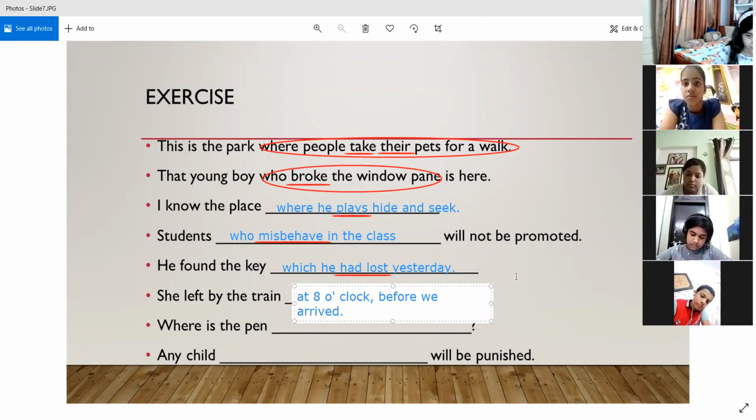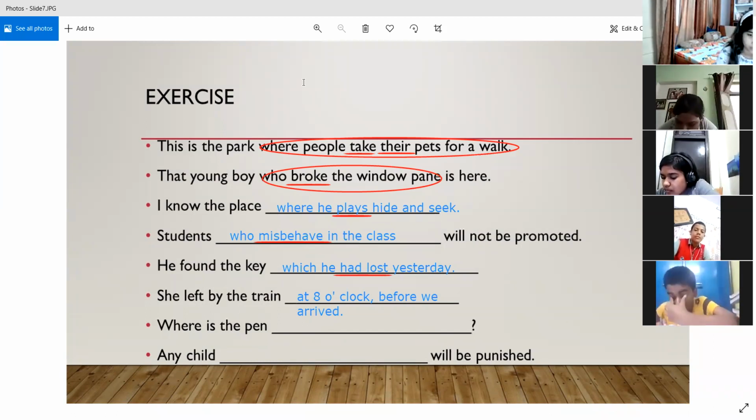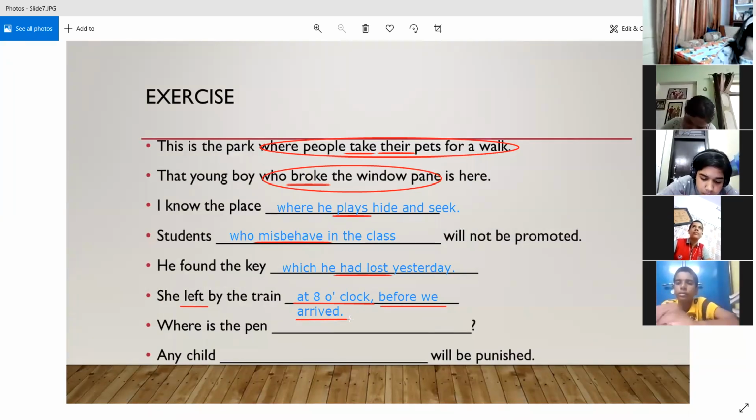Now, see this sentence. Is this part that you have said describing the train? No, sir. Because it is telling at what time she left, right? So basically it is telling us the time of action. At what time did she leave? At 8 o'clock. And before we arrived is also telling us the time. Both are indicating the time when the action of leaving happened. Is everybody understanding this thing?